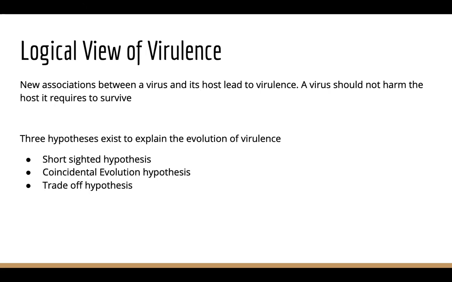This is an evolutionary biologist's point of view of virulence. It states that, and this is pretty logical if you think about it, new associations between a virus and its host lead to virulence. And it's thought that a virus should not harm its host because it requires it to survive. There are three hypotheses that explain the evolution of virulence. They are the short-sighted hypothesis, the coincidental evolution hypothesis, and the trade-off hypothesis.